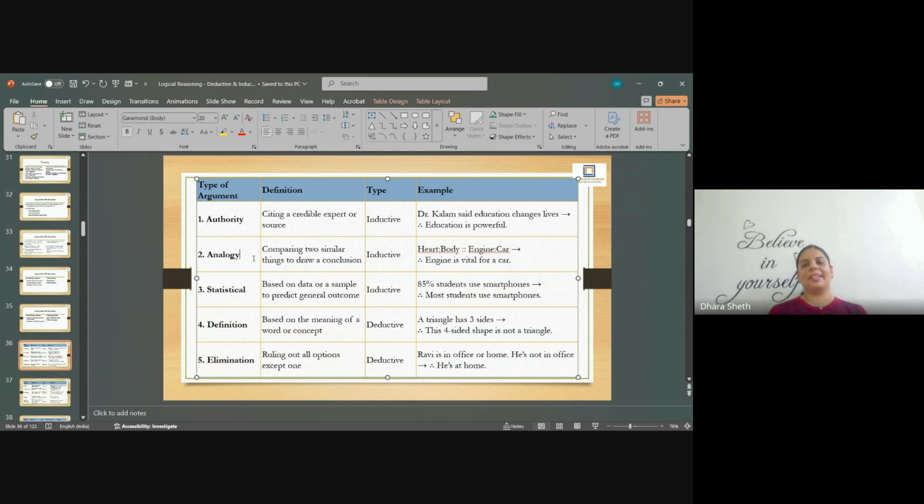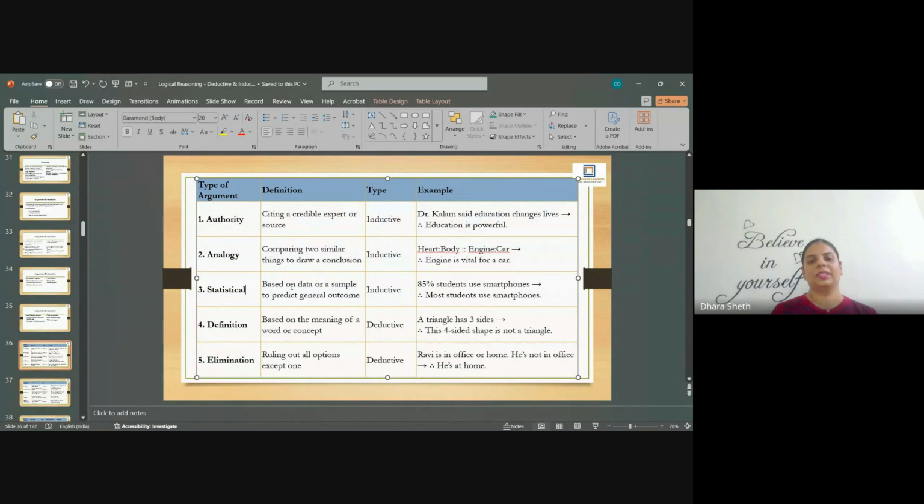Analogy is when you compare two similar things to draw a conclusion. And it is also an inductive type of argument. Like heart is important for body, engine is important for car. Or like heart runs the body, engine runs the car. Therefore, the conclusion is engine is vital for a car. This is an inductive statement based on an analogy. Given in the statement form, you will see the use of words like or similar to or same as.